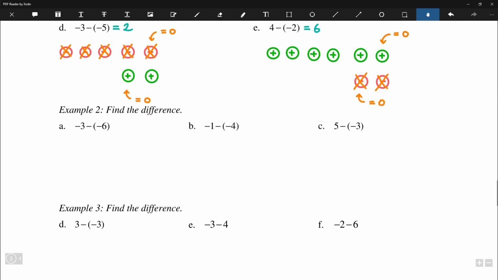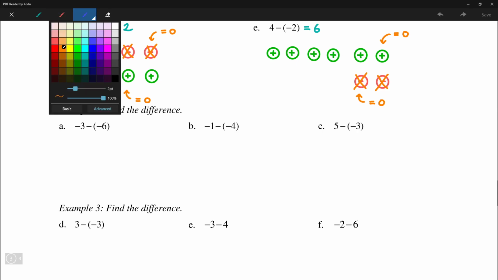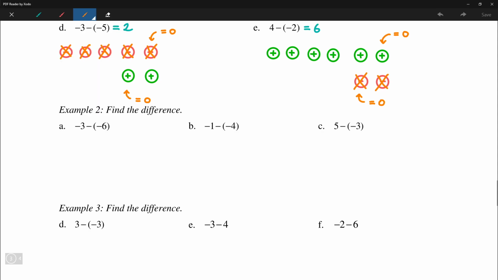So let's look at some questions where we find the difference. For some of these, we are going to rewrite them as adding questions. So in this first case here, -3 minus -6, we're going to rewrite it as -3 plus 6. And that will give us a sum of 3. Likewise, for the second example, -1 plus 4. The answer is also +3. From there, 5 minus -3 is the same as 5 plus 3, which is a sum of 8.